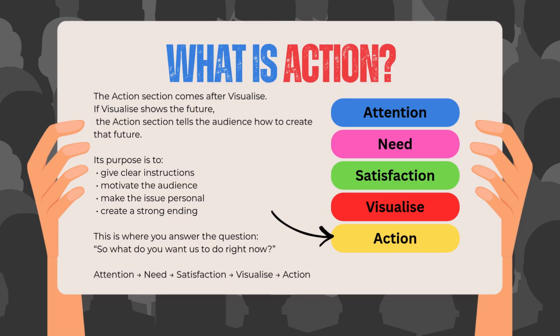So, what is action? Action comes after visualize. It is that last step in our speech writing. Visualize shows the future. Action tells your audience how to create that future. So, this section must give clear instructions. It must motivate your audience. Make it personal to your audience as well, and create a strong ending. It answers one simple question. So, what do you want us to do about this right now? If that question is not clearly answered, then your section has failed. So make sure your audience knows what they need to do the moment you stop talking.